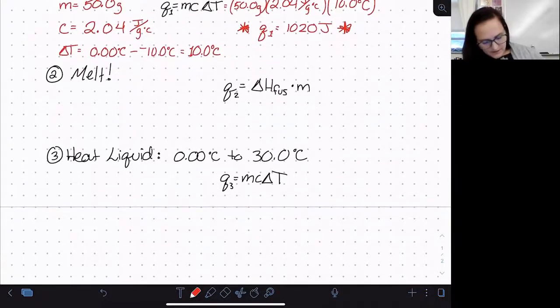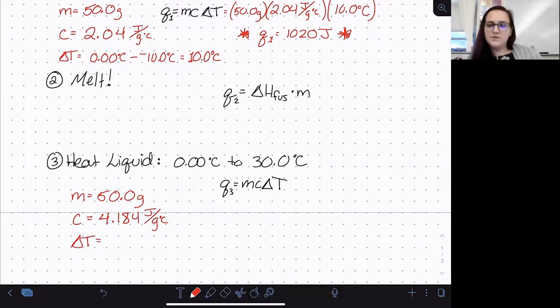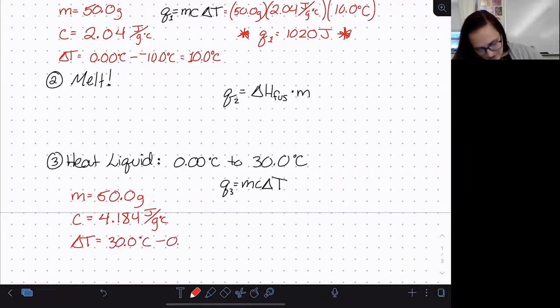So we're once again doing an MC delta T. Our mass is still 50 grams. Our specific heat is now the one for liquid water, which is the one that probably sounds familiar by now, 4.184. Delta T is going to be the temperature range over which we are a liquid. So this is from our melting point up to our final temperature. So our final temperature was 30 degrees Celsius. We started out as a liquid at 0 at our melting point. So delta T is +30 degrees Celsius.